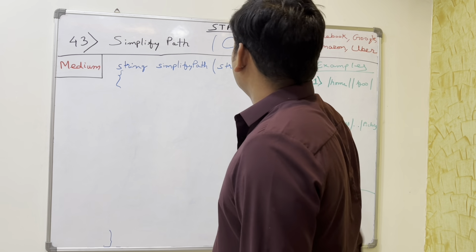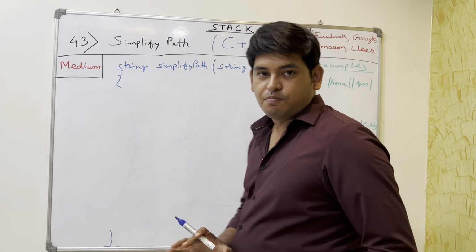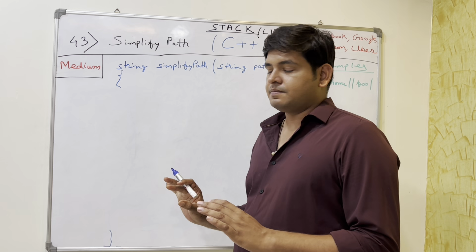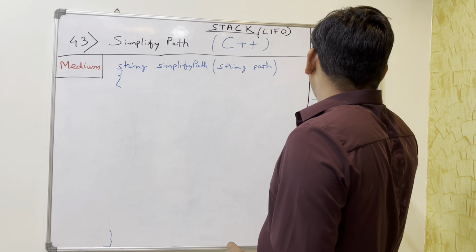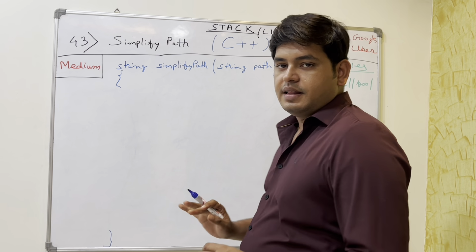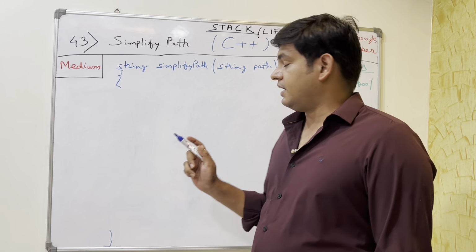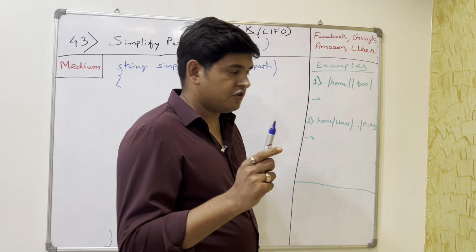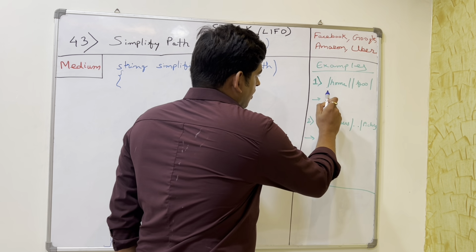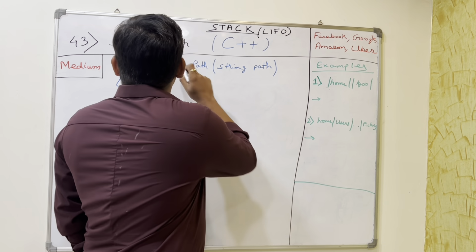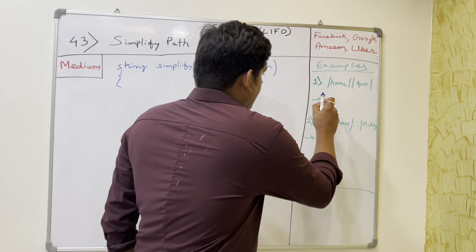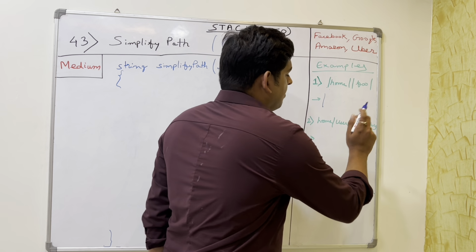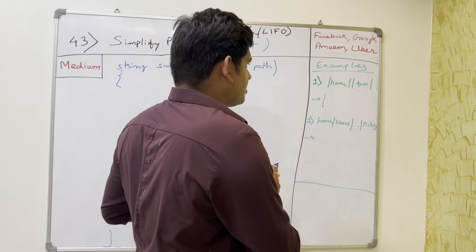Simplify path. So we are given an absolute path. We need to determine its simplified canonical path. This absolute path can contain anything, right? A canonical path always begins with a slash. So our answer, the simplified canonical path, will always have a slash, but in this absolute path you can have double dot, which means the previous directory.